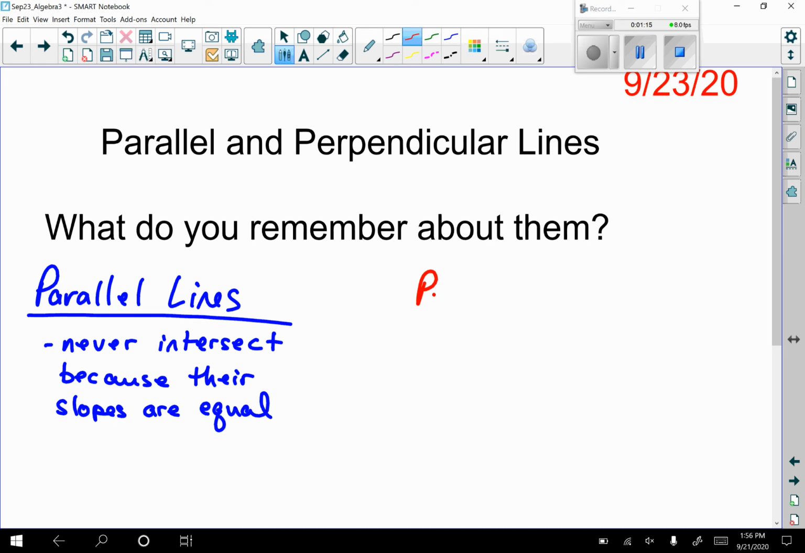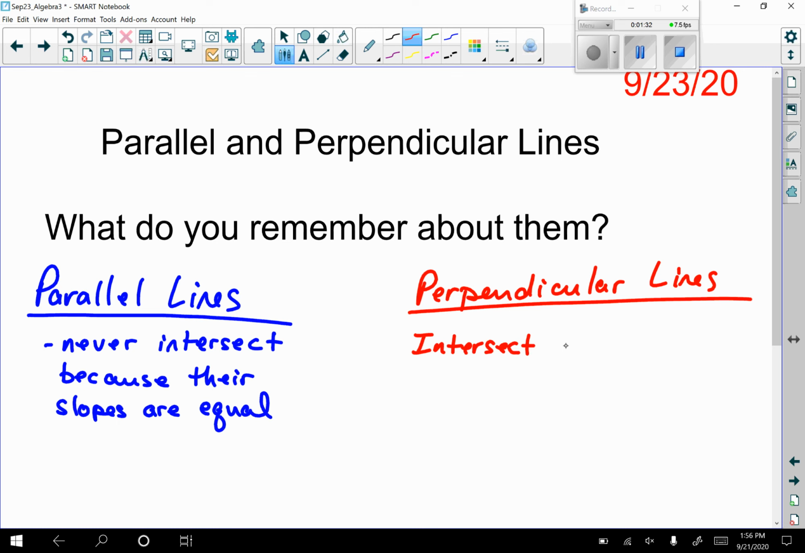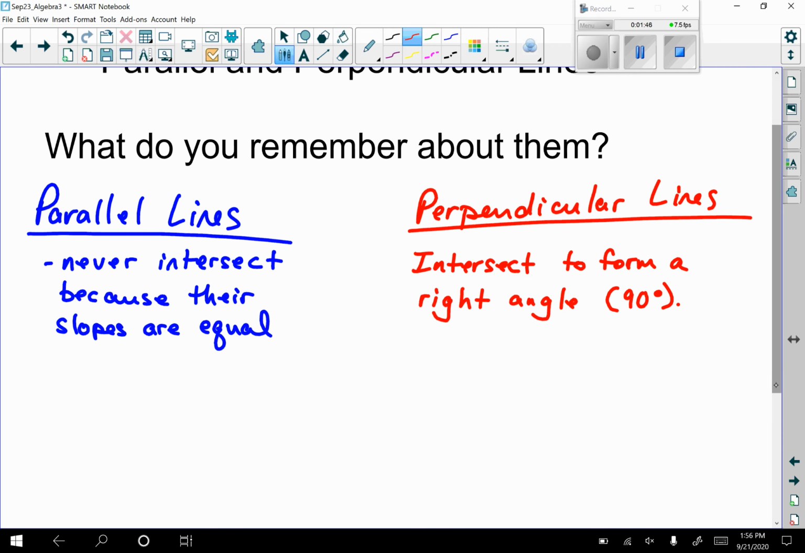All right, now with perpendicular lines, these lines do intersect, but in a unique way. They intersect to make a 90-degree angle, or to say a right angle. Now they do this because their slopes are what we call opposite reciprocals of each other.